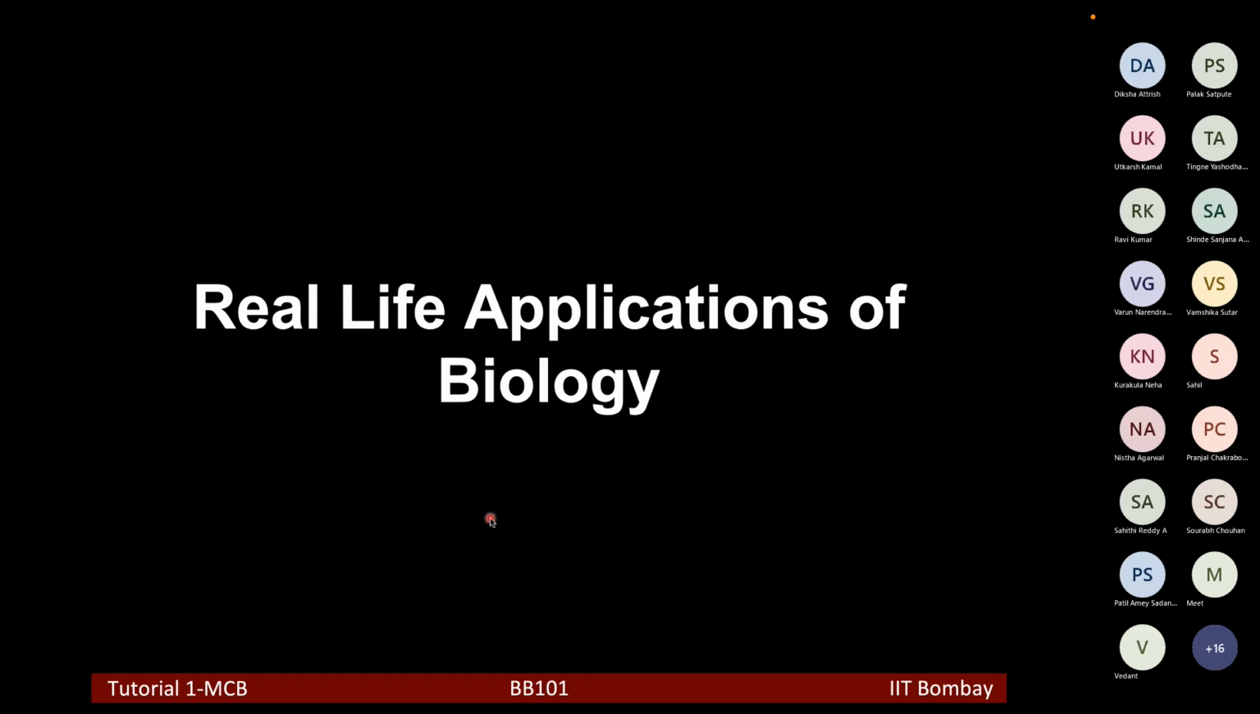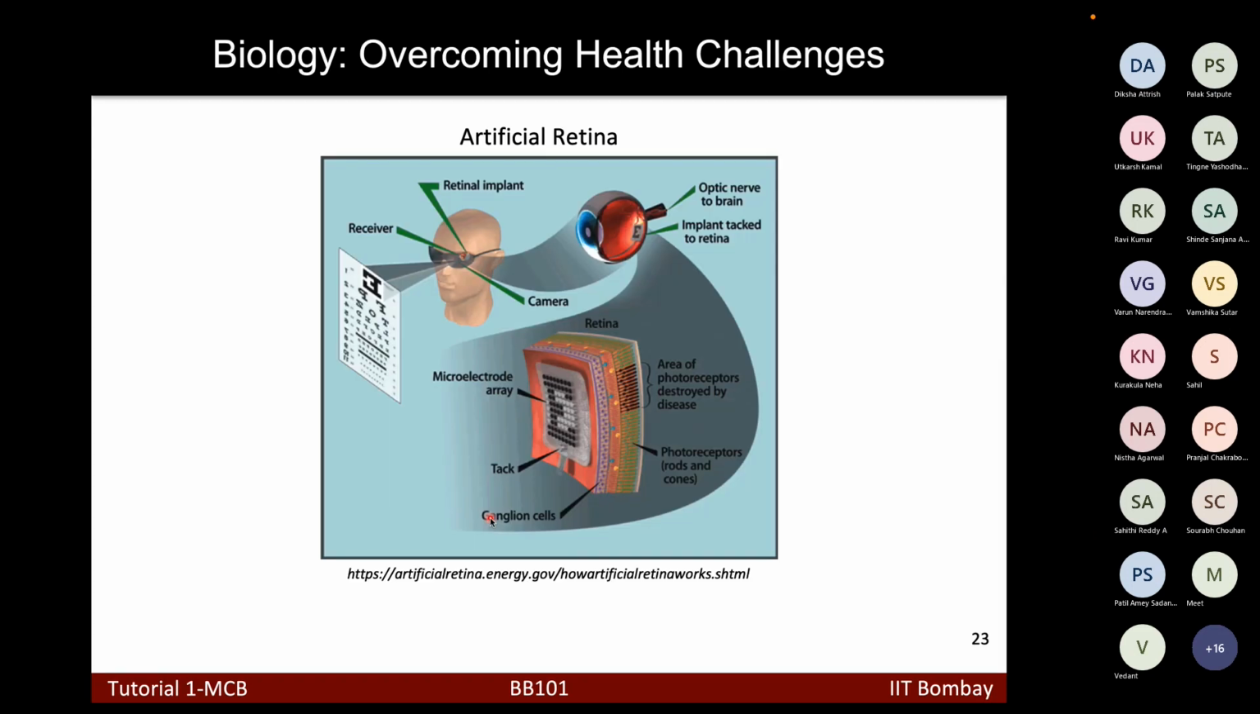So I'll give some examples of real life applications of biology. One is the artificial retina. Using different engineering methods, we have developed this retina, which is completely man-made. It gets implanted into the eye by the surgeon, and it acts as a replacement of the original retina.